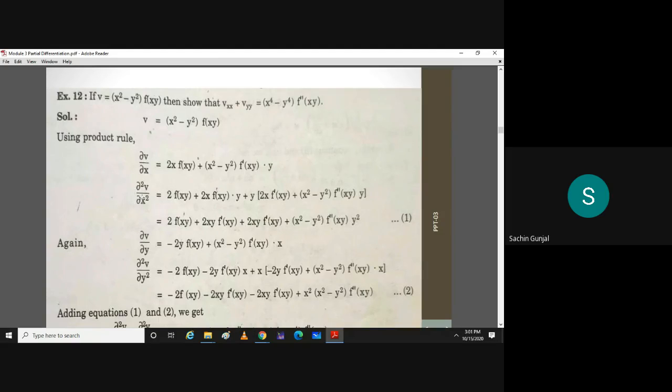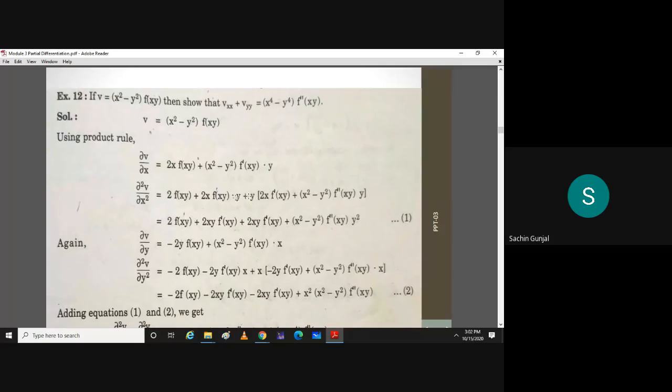Then you differentiate with respect to x again. Okay. Now you can see that again you will have to apply the product rule. So f of xy as it is, derivative of 2x with respect to x is 2, plus 2x as it is, derivative of f of xy with respect to x is f dash xy into derivative of xy with respect to x is y, because y is constant, derivative of x is 1.